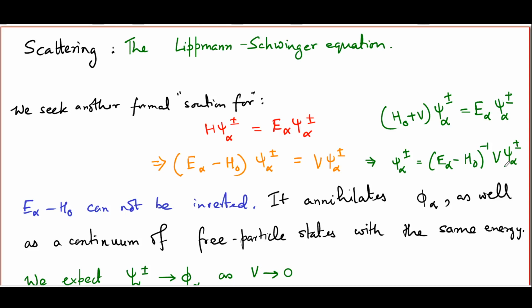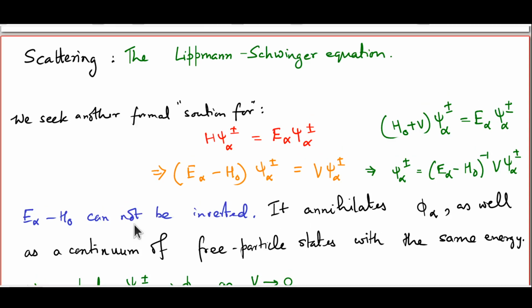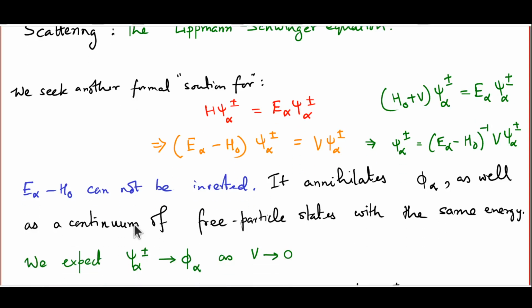Hence, this hope of inverting the operator directly and writing down chi alpha plus minus in terms of V chi alpha plus minus does not seem to work out. On the other hand, if we could somehow tune the value of the perturbation capital V and dial it down to zero, we do expect that the in and the out states would then tend towards the free particle state phi alpha.